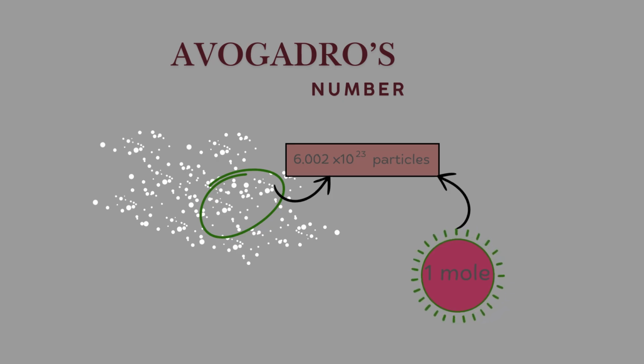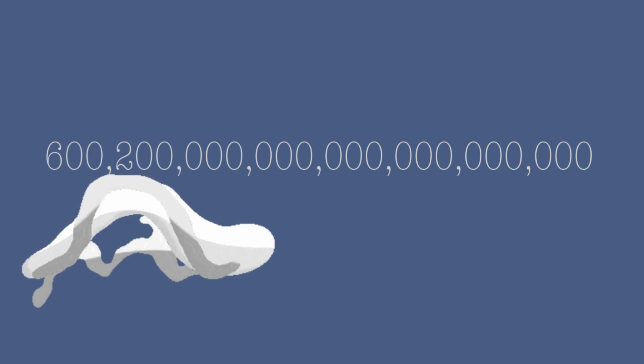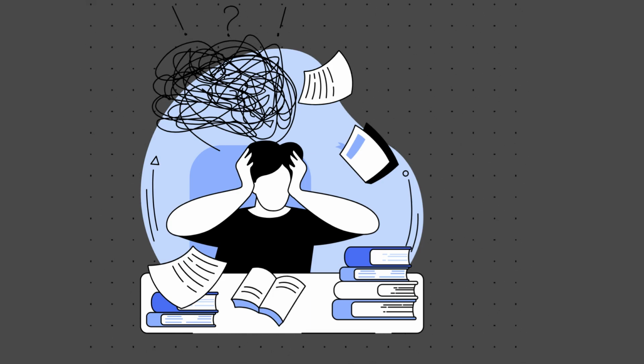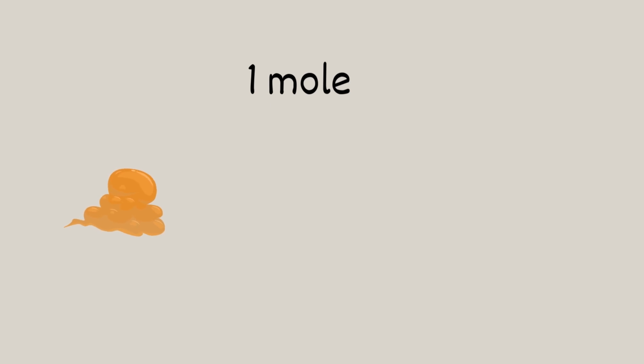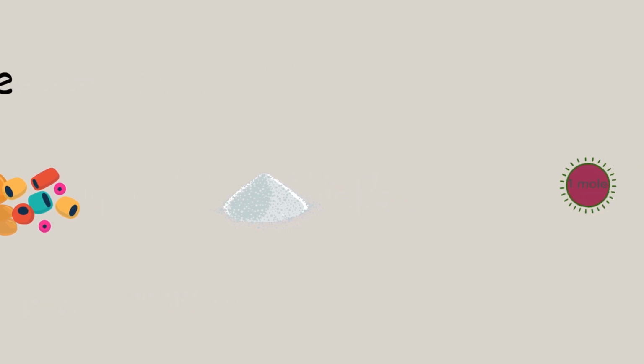6.002 by 10 to the power of 23 particles. That's a lot of particles. Think about that number. That's too big a number to be used in calculations, so we use 1 mole as a surrogate marker for an Avogadro's number of particles. 1 mole of different substances all have the same number of particles. So 1 mole of any substance, same number of particles, an Avogadro's number to be exact, and particles are made of atoms.